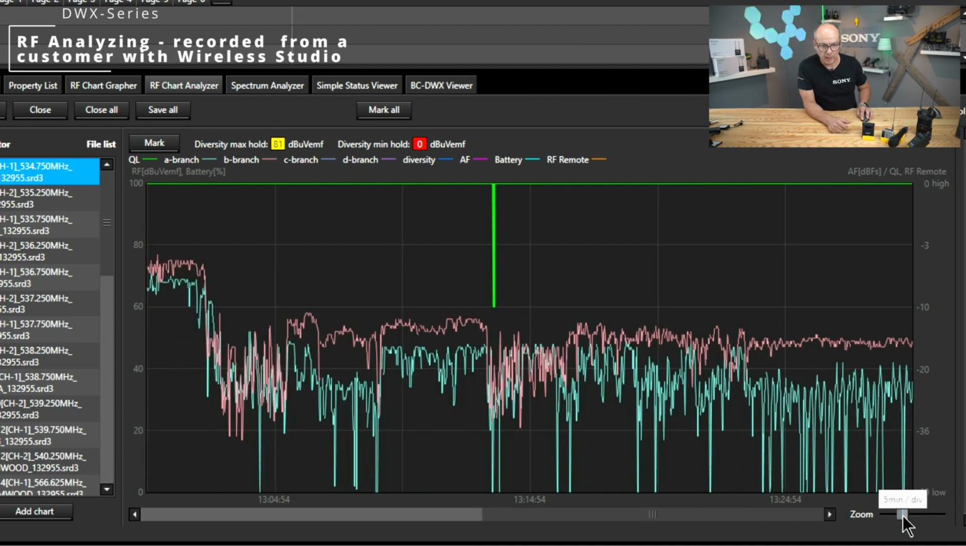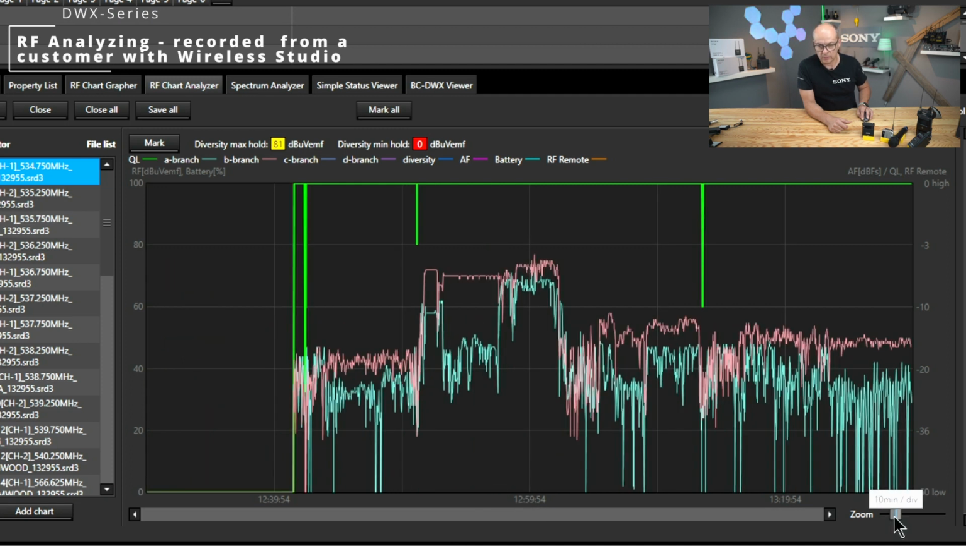Let's see what we have here. This is now around 10, 20, 30. This is around an hour of what is recorded. That's the first channel, channel number 1, 534.750 megahertz, and a very, very low RF level, really. One antenna is always 10 dB or more lower than the other one.